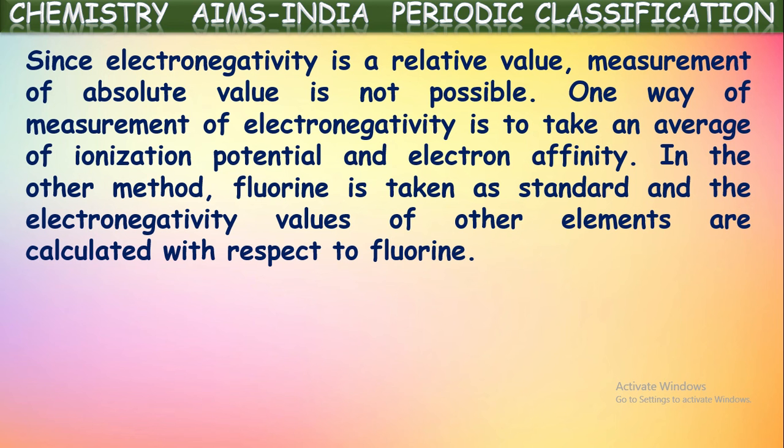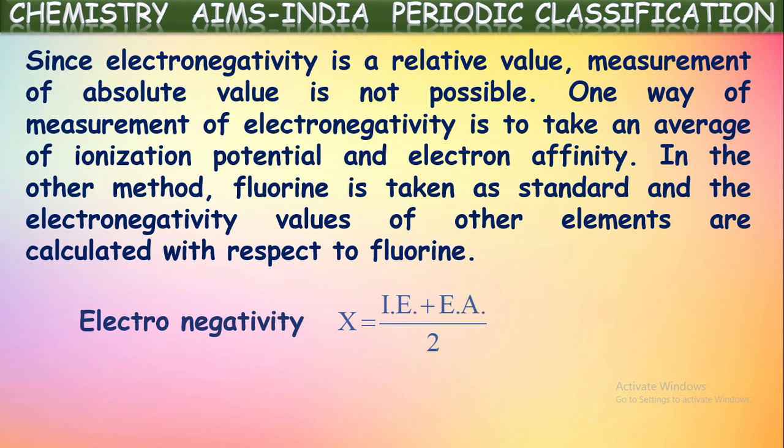So one way of measuring electronegativity is to take an average of ionization potential and electron affinity. Actually, electronegativity is a tendency or behavior of an element, so the exact measurement is not possible. One way we can calculate or compare this is by taking the average of the ionization potential and electron affinity of that atom. We can use this formula: electronegativity of an element X is equal to (ionization energy plus electron affinity) divided by 2. The average of these two will be taken as the electronegativity for that element.